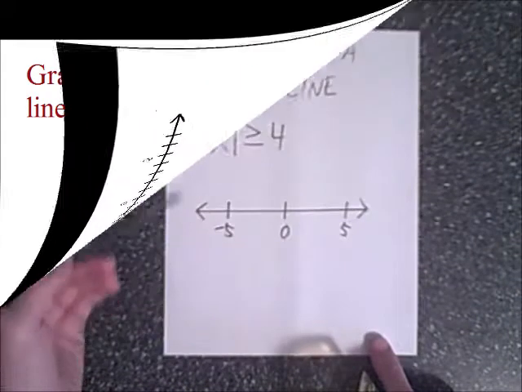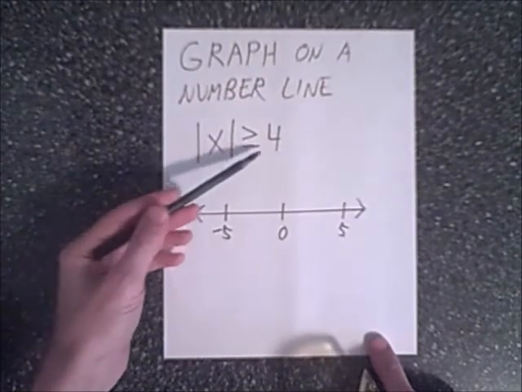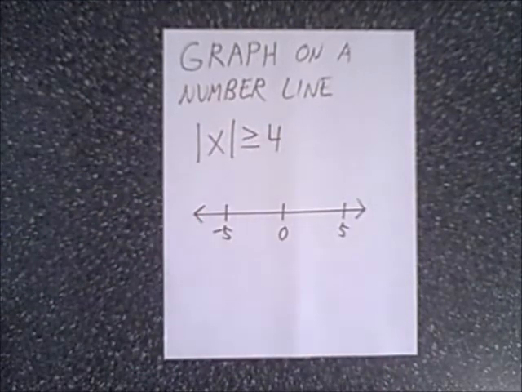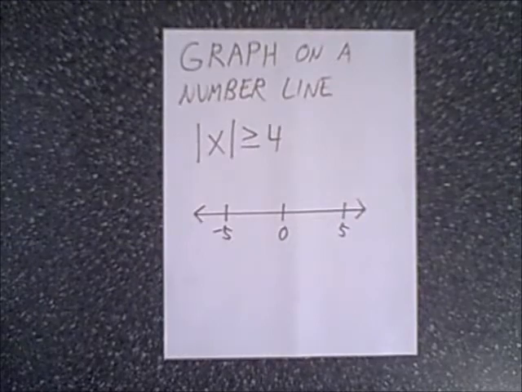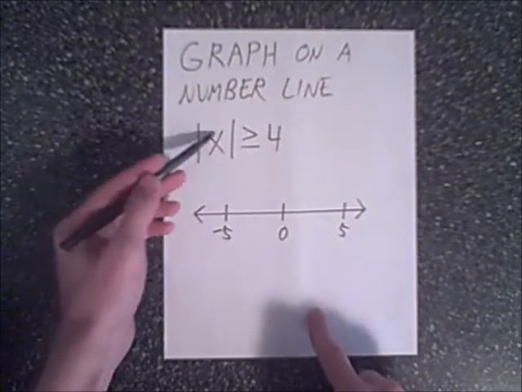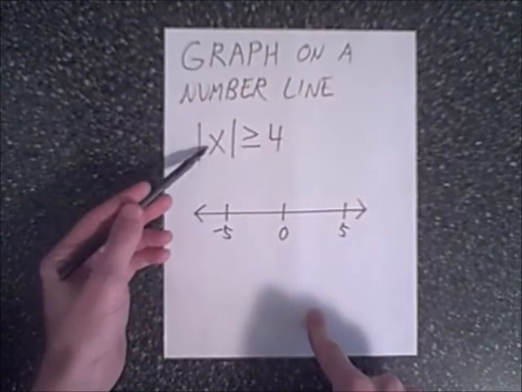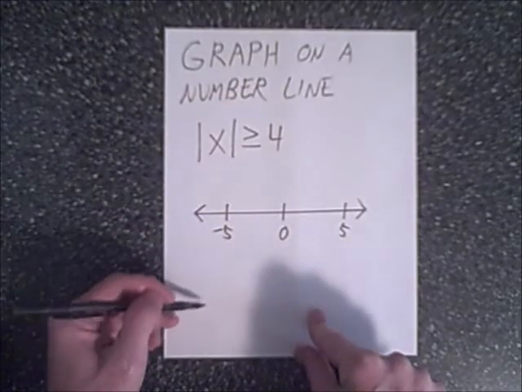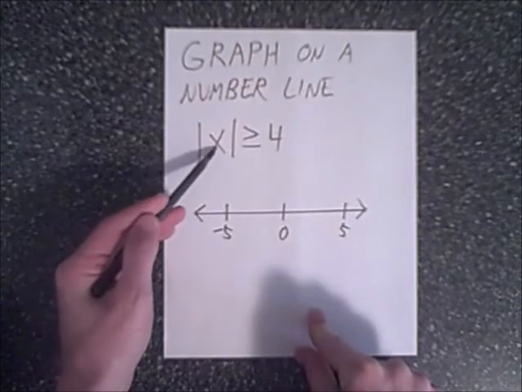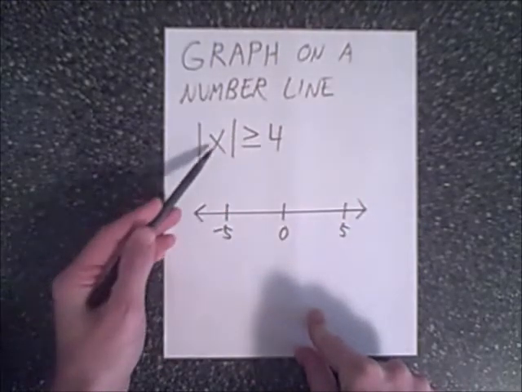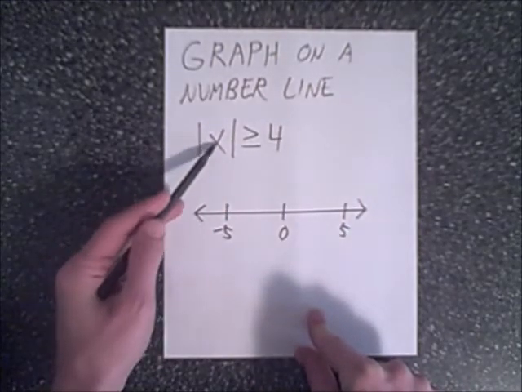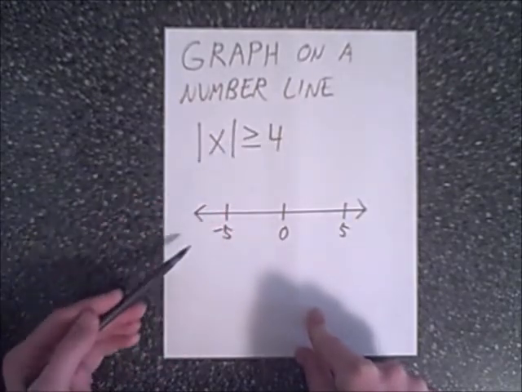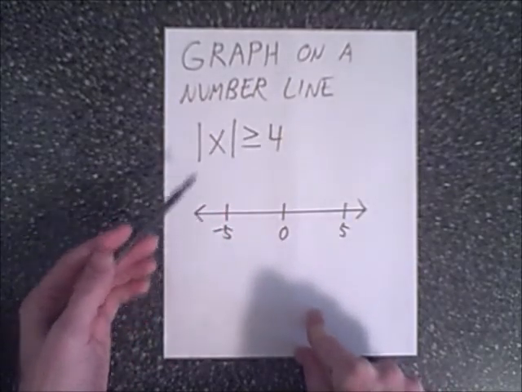Here we have the absolute value of x is greater than or equal to 4. And hopefully, if you're watching this, you are already familiar with what an absolute value is. Basically, you take the term inside the absolute value, and whether it's positive or negative, the output is positive. So in this case, the absolute value of x is greater than or equal to 4, which means any number x, as long as it's greater than or equal to 4, will be a solution.